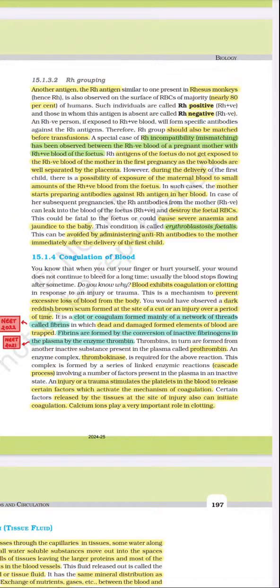This can be avoided by administering anti-Rh antibody to the mother immediately after the delivery of the first child.